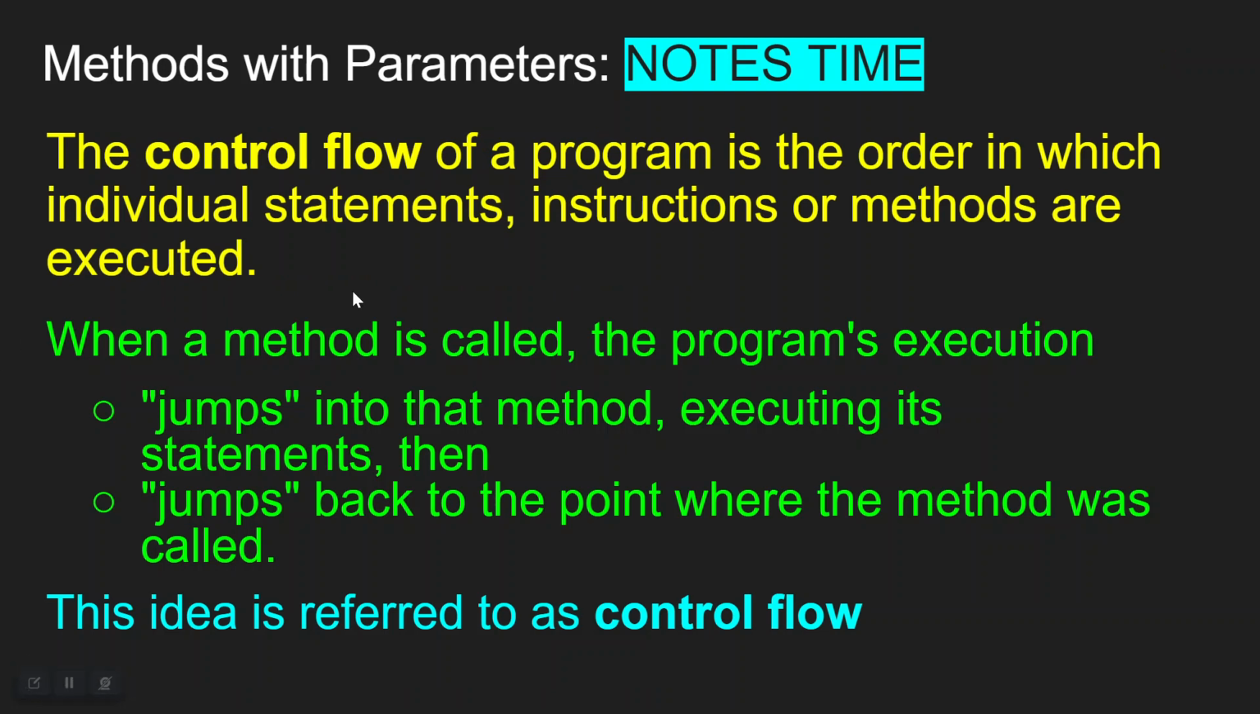So remember that the control flow of a program is the order in which individual statements, instructions, or methods are executed. When a method is called, the program's execution jumps into that method and then executes its statements from beginning to end. And then when it gets to that final curly brace, it jumps back to the point where the method was called and then moves on to see if there are additional things that need to happen. So this idea is referred to as control flow.